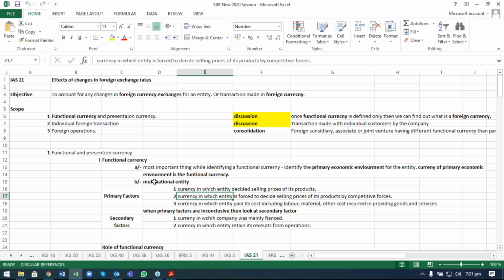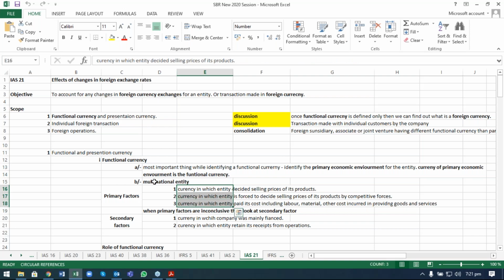If you are not able to find out the currency of competitive forces in which they are assigning a price to their products, then there is a third primary factor you need to identify, which is the currency in which the entity pays its costs, including its main direct costs, most of the time labor cost, material cost, and other costs incurred in providing goods and services. Right? So these are the three primary factors you need to identify.